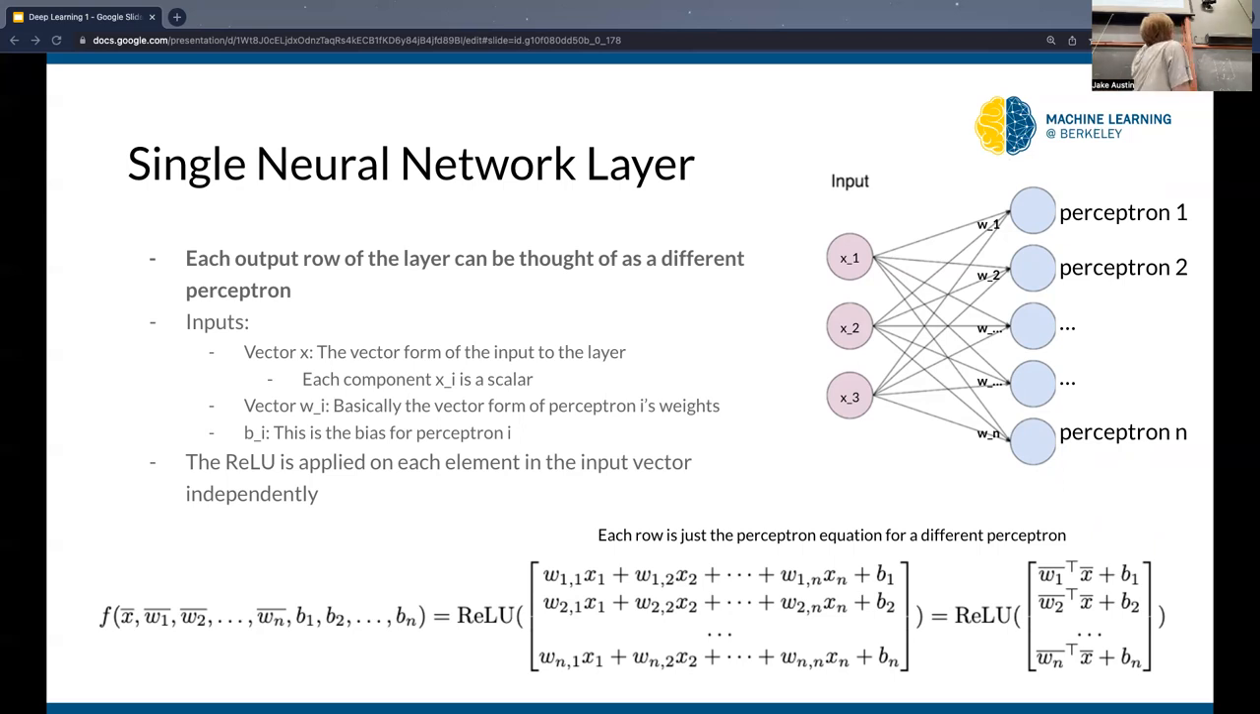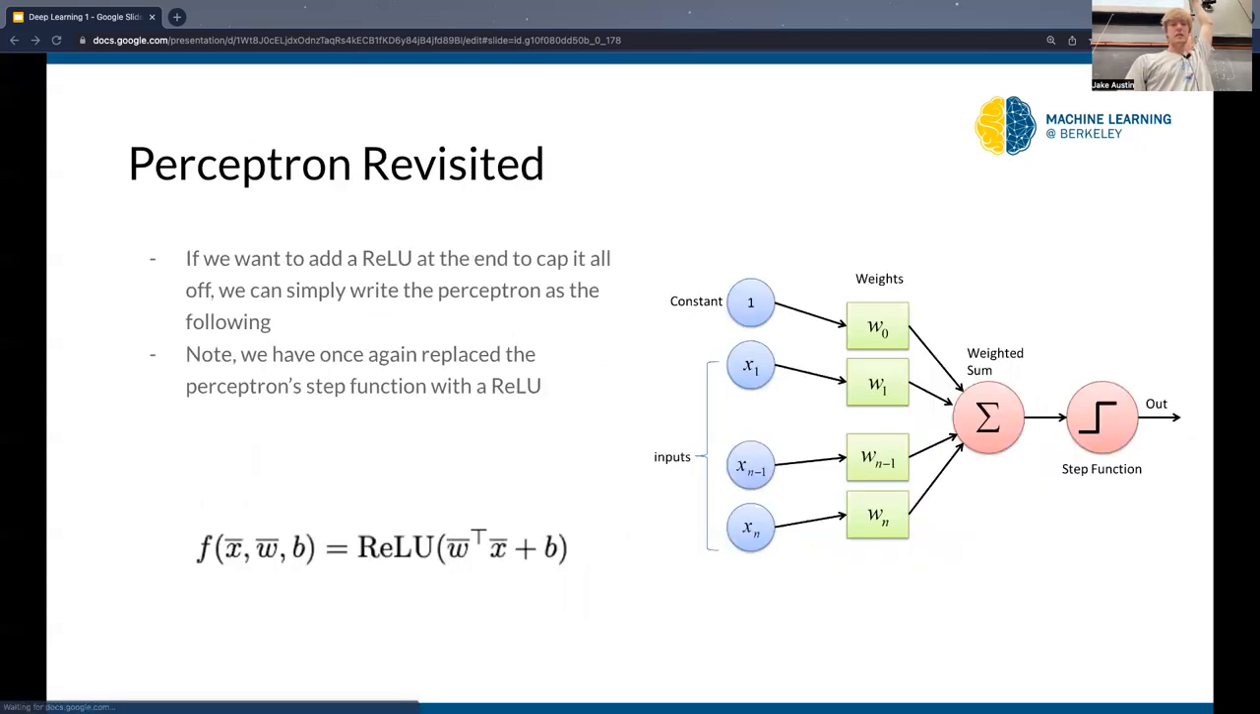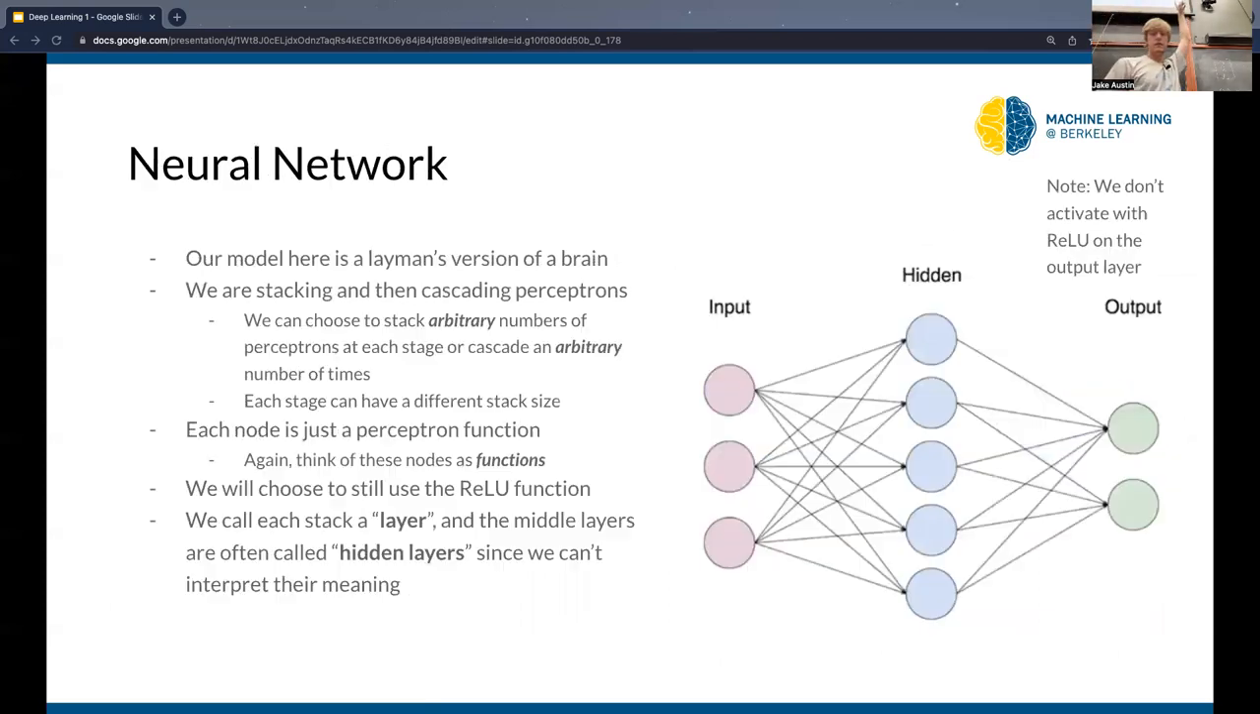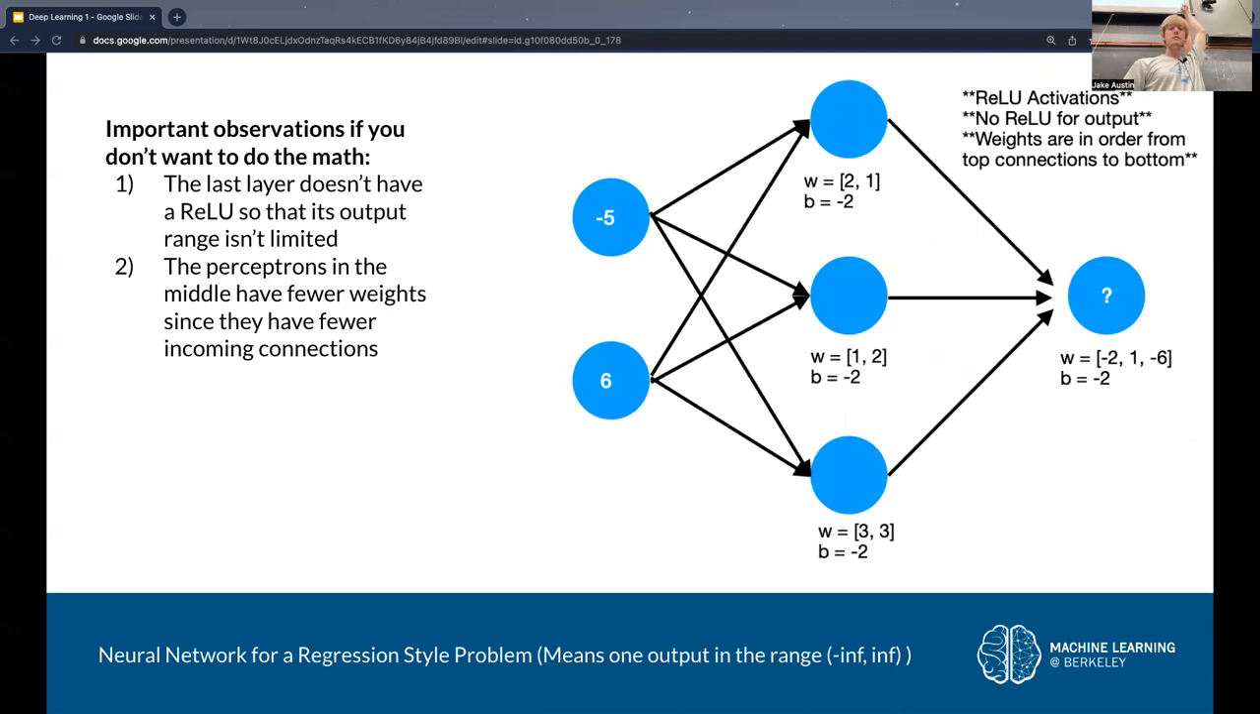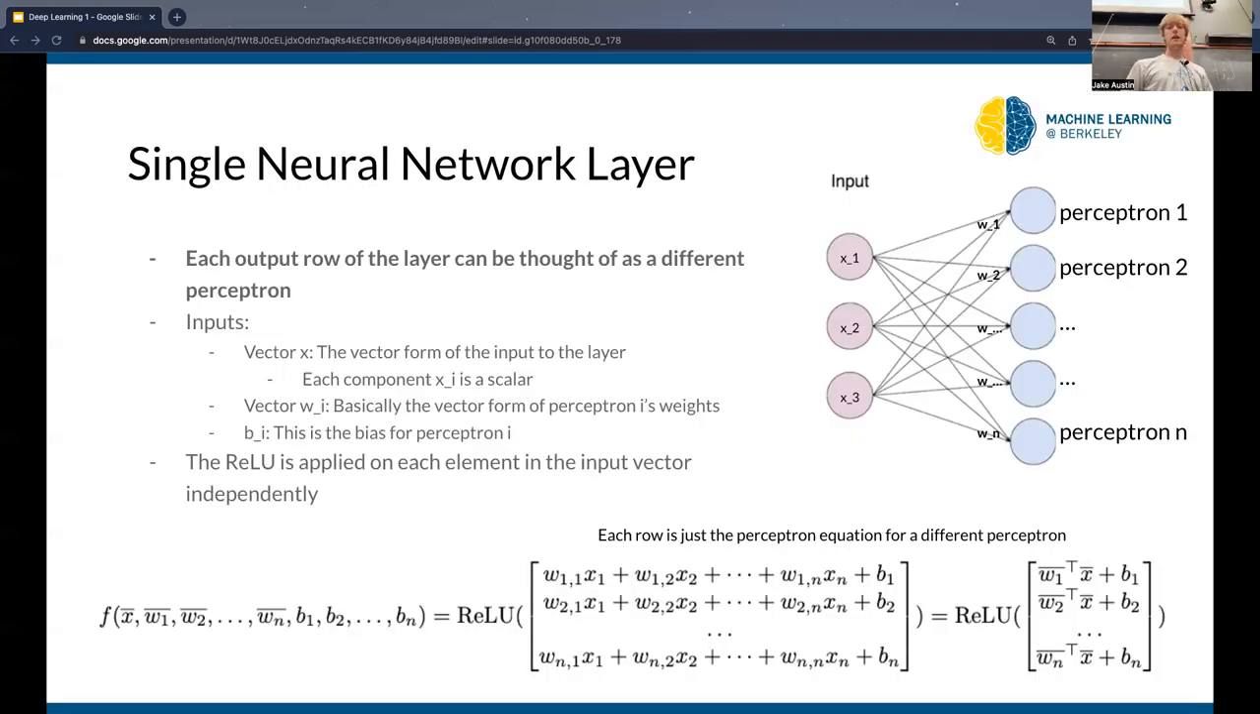If you look on the far right, it's literally just the perceptron formula a whole bunch of times on the same input. Does anyone have questions? Again, it's just this ReLU function right here, and we just stack it a whole bunch of times. The ReLU in this case applies to each of the elements independently.